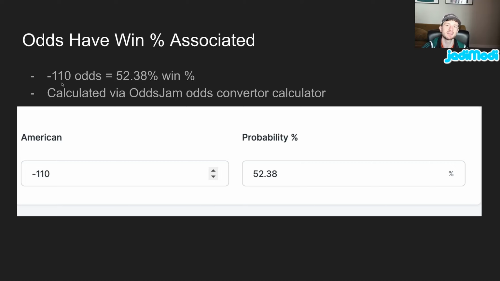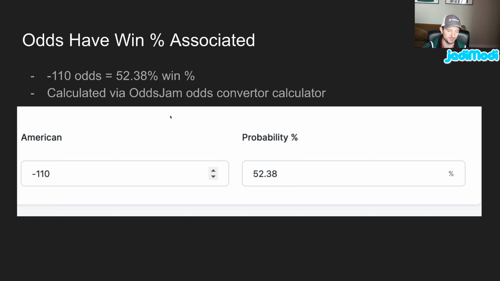So minus 110 is the most common number you'll see when it comes to odds. That has a win percentage of 52.38. There's an odds converter calculator on the OddsJam website, which is what this screenshot is from. But if you're ever unsure of what odds translate to, you can literally just go to oddsjam.com, go to odds converter calculator, type in the odds in this field here, and it'll give you the probability. This can also be viewed as your break-even percentage.